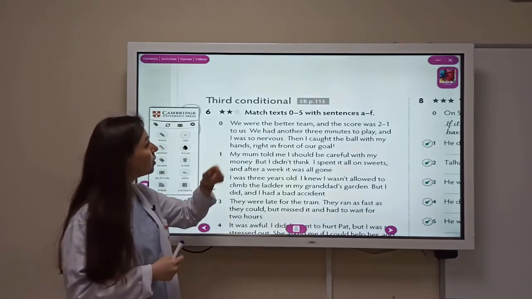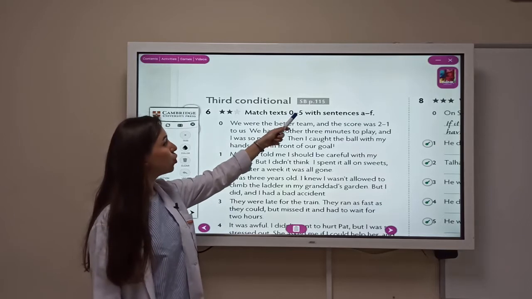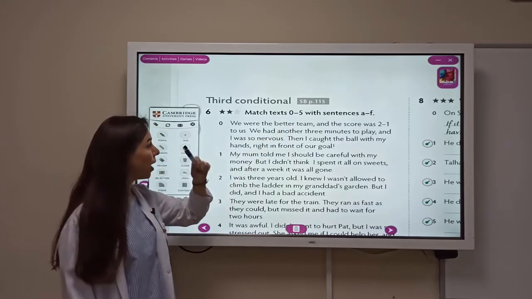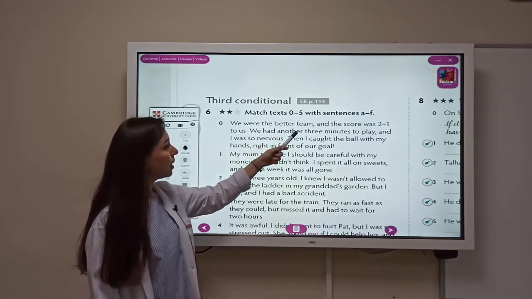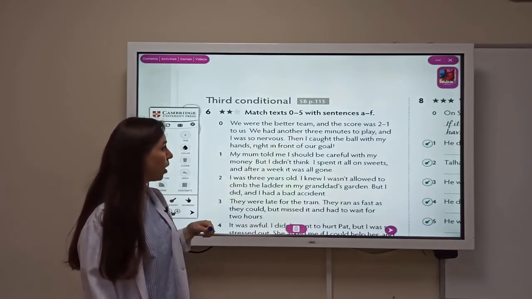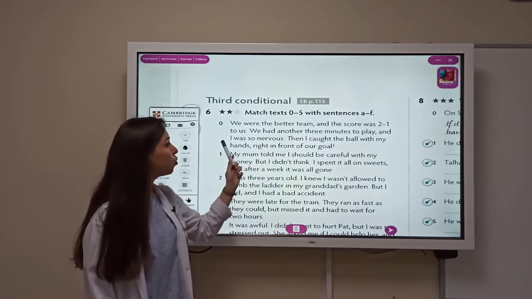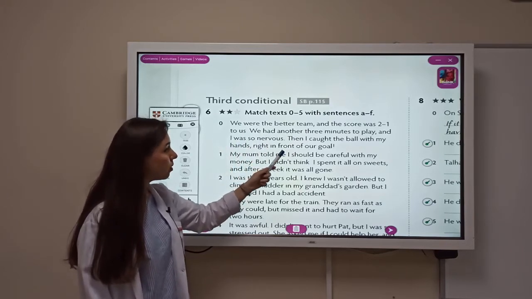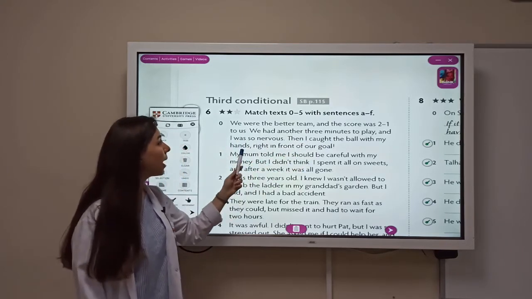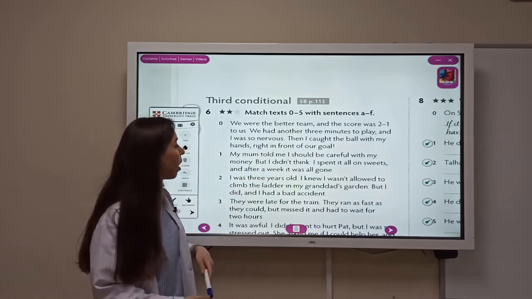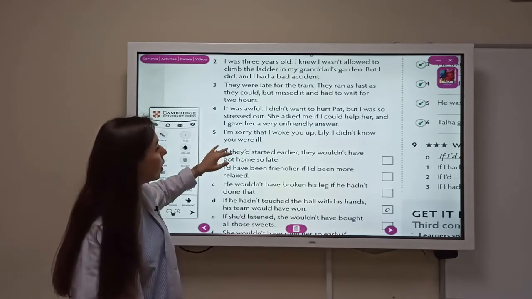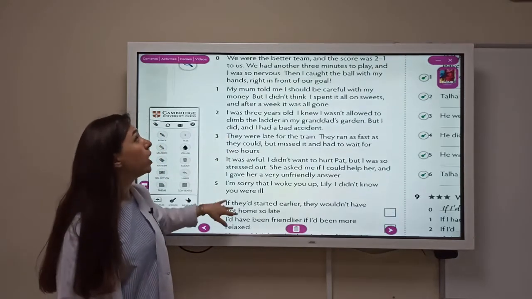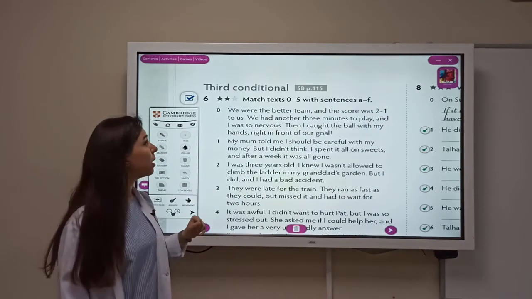Don't worry. Here we are going to match texts 0 to 5 with sentences A to F. We are going to read them. We were the better team and the score was 2-1 to us. We had another 3 minutes to play and I was so nervous. Then I handled the ball with my hands right in front of our goal. So, what do you think? We are going to match them. First, I'm going to read all of them and then match them.